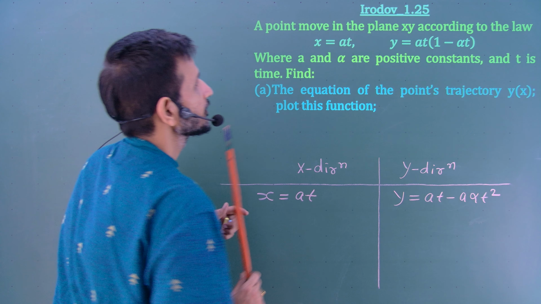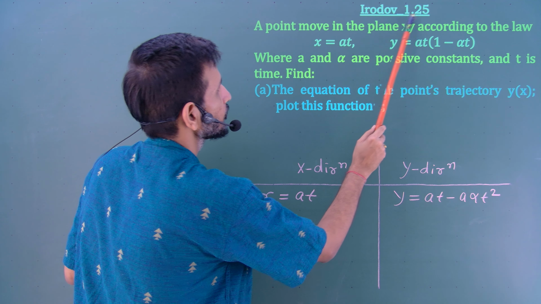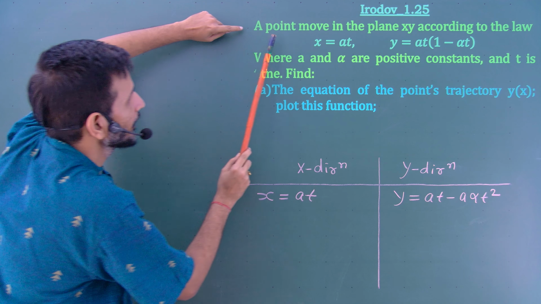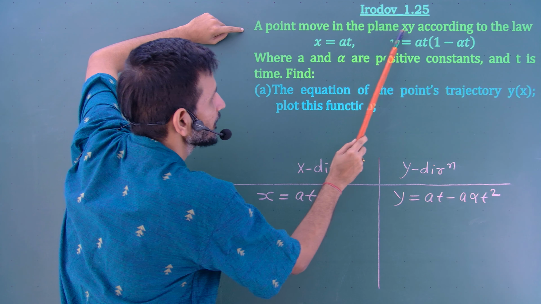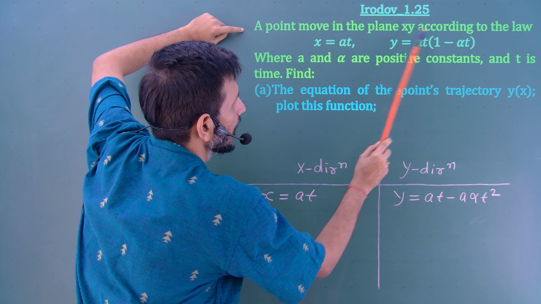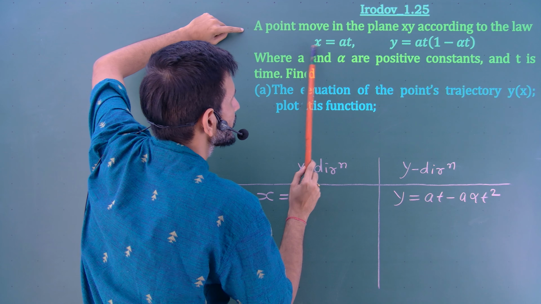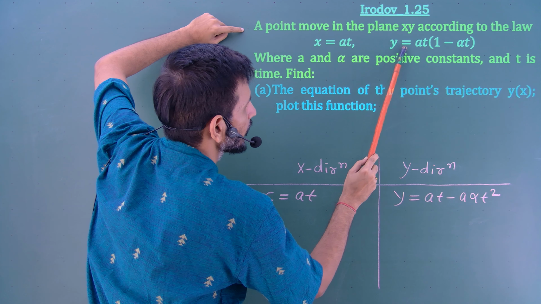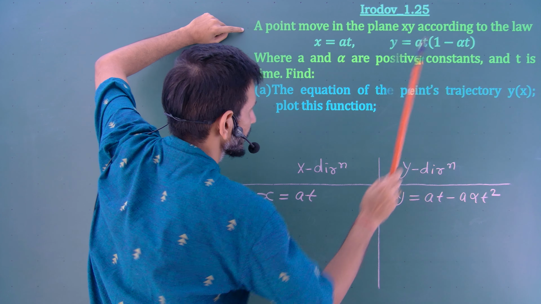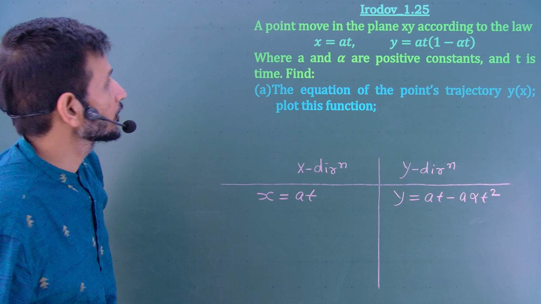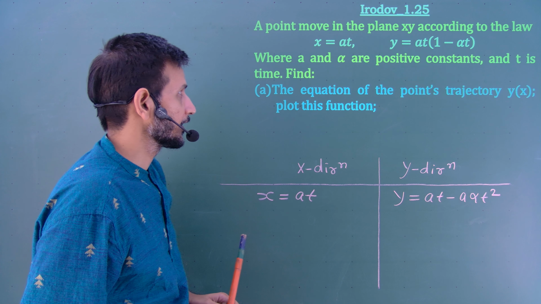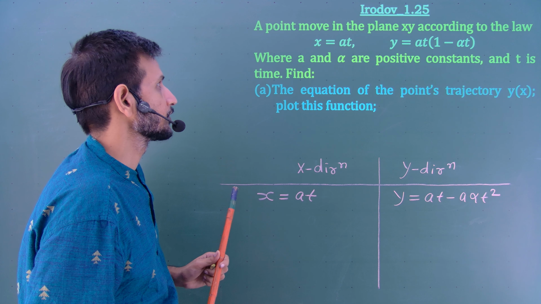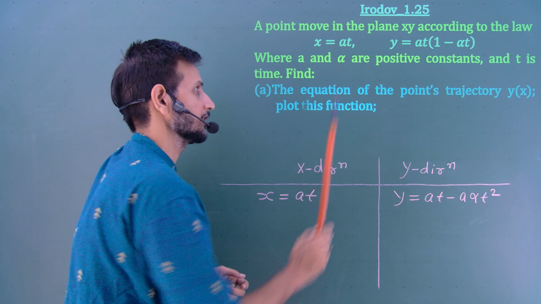Students, let us solve this Irodov problem, problem number 1.25. A point moves in the xy plane according to the law x equal to a t, y equal to a t (1 minus alpha t). So the motion occurs in both the x direction and the y direction. The time dependence equations of the x position and y position are given.